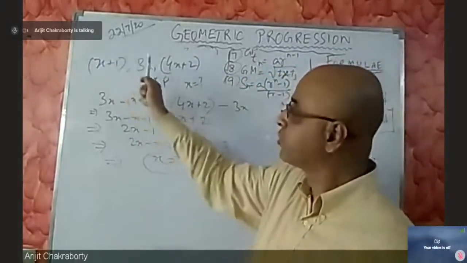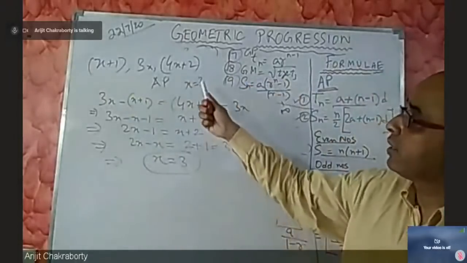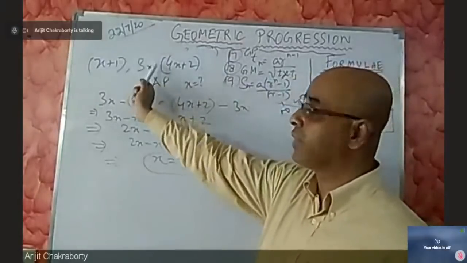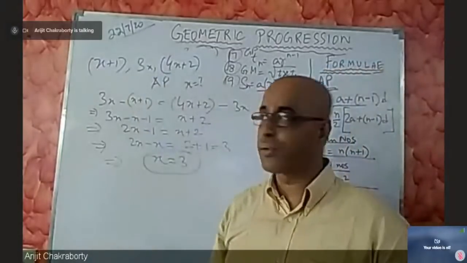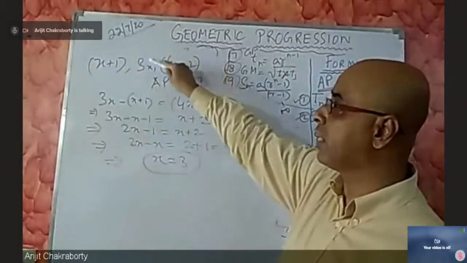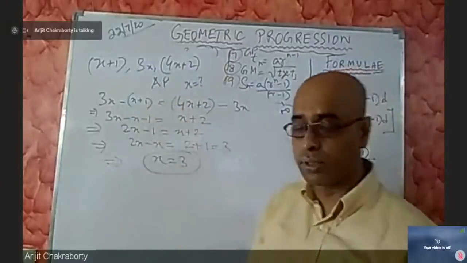You have three numbers, three expressions given, which are in AP. And you have to find out the value of x. So, I assumed that they are in AP. So, there is a common difference. So, term 2 minus term 1 we did here. And term 3 minus term 2 I did here. So, once you simplify, you get x equal to 3.